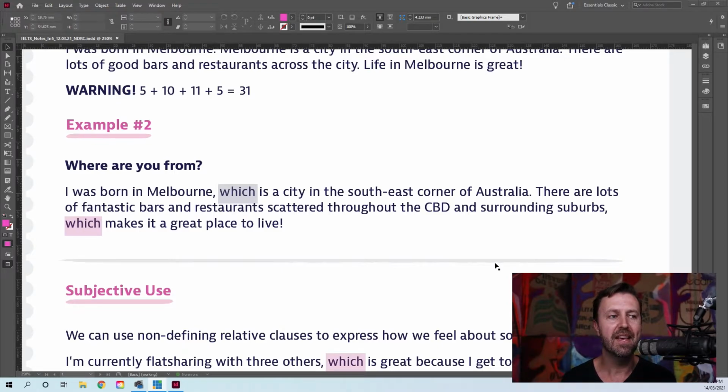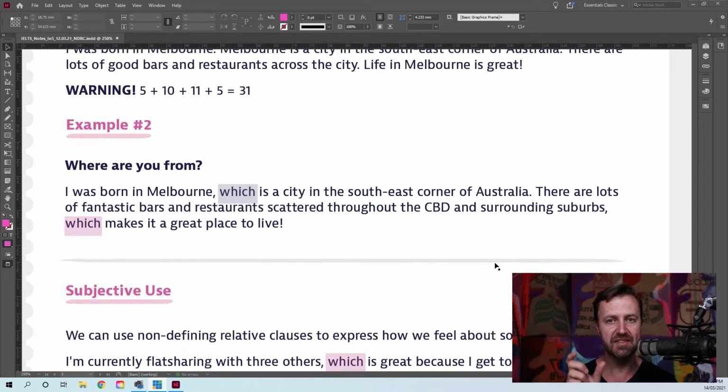Where are you from? I was born in Melbourne, which is a city in the southeast corner of Australia. There are lots of fantastic bars and restaurants scattered throughout the CBD and surrounding suburbs, which makes it a great place to live. Now, you'll notice here that we've used the word which, and the word which is called a relative pronoun. It allows us to extend the length of the sentence.